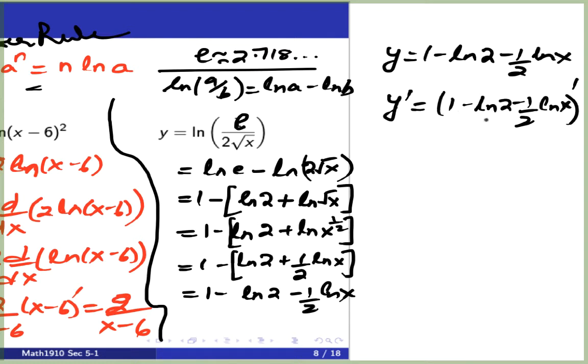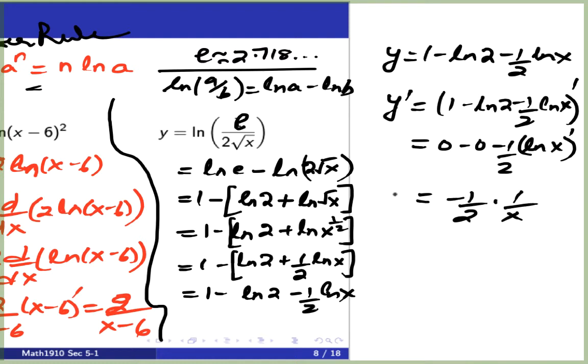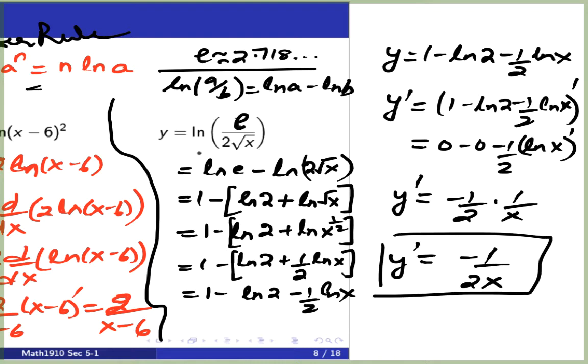Notice, 1 is a constant, natural log of 2 is a constant, okay? So what are we going to get? This is going to be 0 minus 0, half minus half comes out, and natural log x differential, because it's a constant multiplied to a function. So final answer is negative half times 1 over x. You see what complicated this function looks like, but what's the differential? Y prime is negative 1 over 2x. And it made our lives more simpler when we applied the rules of logarithms.